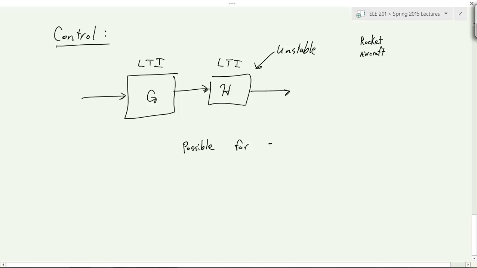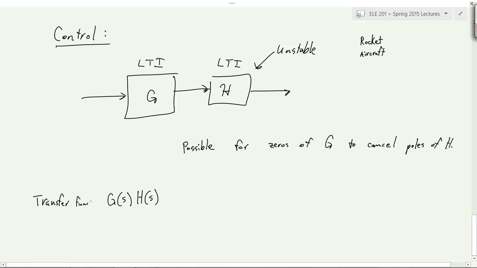for zeros of G to cancel poles of H. Why is that? Because the combined system now is going to be G of S, H of S. Our convolution rule says that from input to output now, the transfer function is going to be G of S, H of S. And whenever you have this product, poles and zeros cancel if they're the same. Okay. And when a zero cancels a pole, the region of convergence expands out to the next pole.